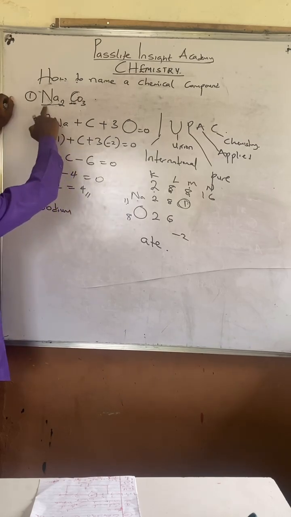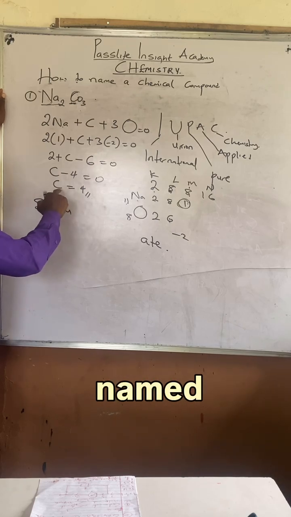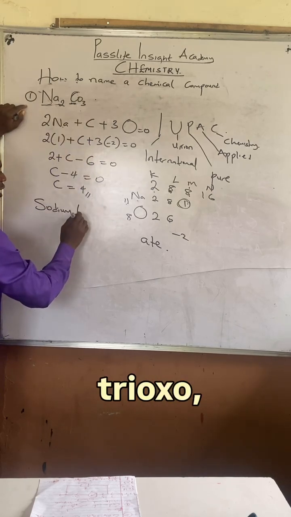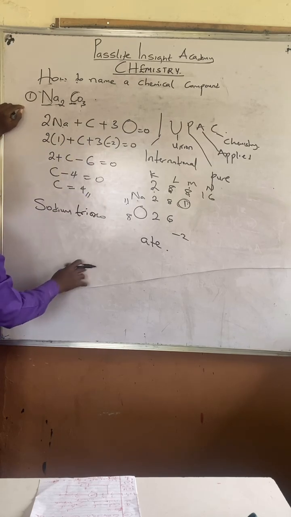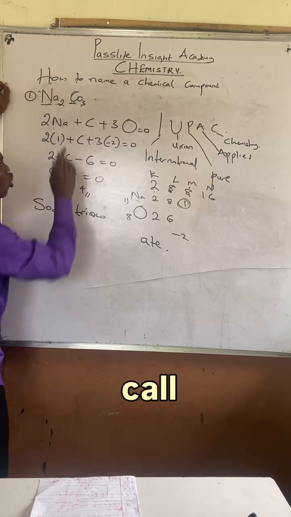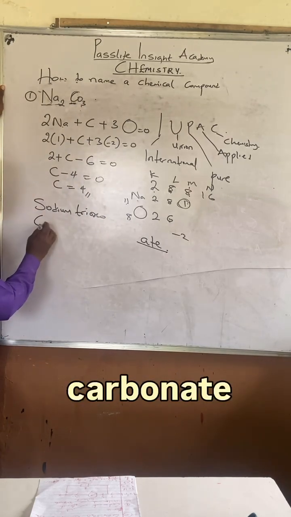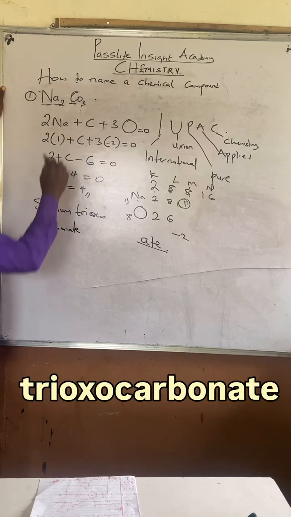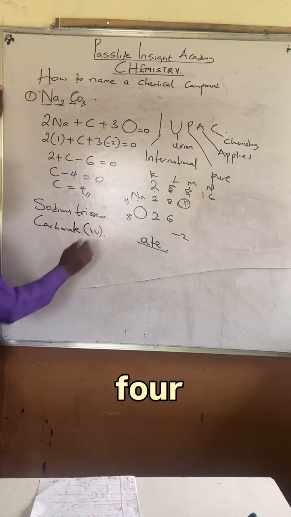So let's go. I can see sodium, I can see carbon, I can see oxygen, but carbon will be named last. So sodium, trioxo. Then this carbon remains this carbon now. I told you, if you want to call carbon last, you add ATE, it's a must. So we'll call it carbonate. Sodium trioxocarbonate. What do you have now? You have 4 as your answer. Carbonate IV. IV means 4.